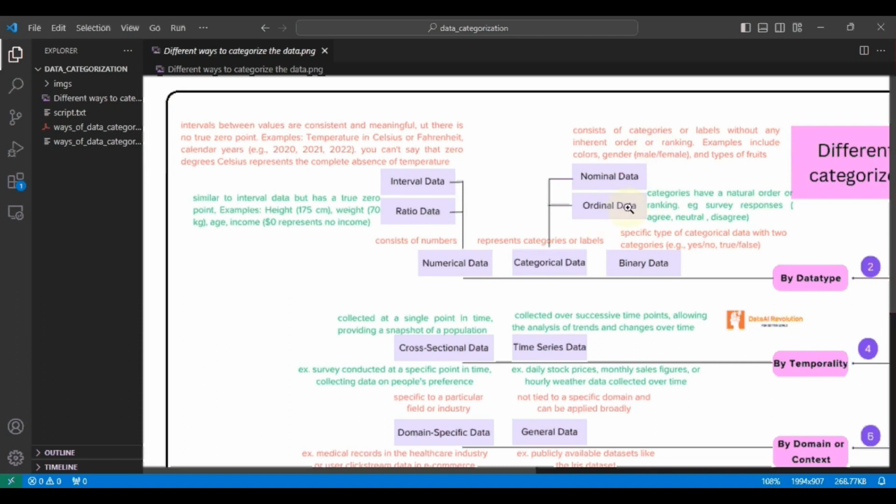Whereas in ordinal data, categories have a natural order or ranking. For example, if you take a survey and people give survey responses like I agree with this, I am neutral with this, I strongly agree with this, I disagree with this, I strongly disagree with this. Strongly disagree represents something different, disagree represents something different, neutral, agree, strongly agree each represent something different. So there is some order.